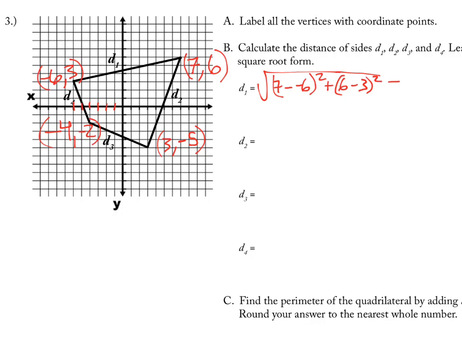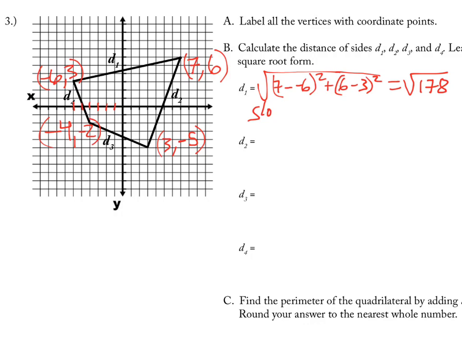You're going to square both of those differences. 7 minus negative 6 is 13. And if you square that, you're going to get 169. 6 minus 3 is 3. And when you square that, you get 9. So 169 plus 9 is going to give you the square root of 178.